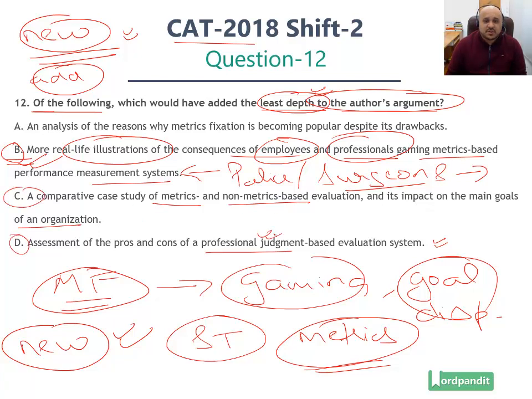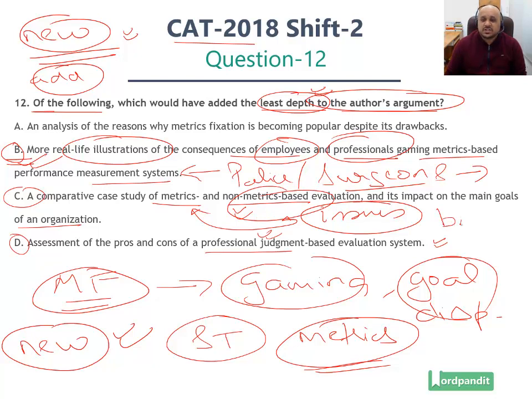Option number D is about professional judgment. Option number C is about non-metrics based evaluation. So a comparison of these two will actually further tell us how metrics based evaluations are not working out, or they have issues, right? They have problems, or how the other evaluation system, the non-metrics based evaluations, are better in nature. So again, something valuable added in both these options C and D.